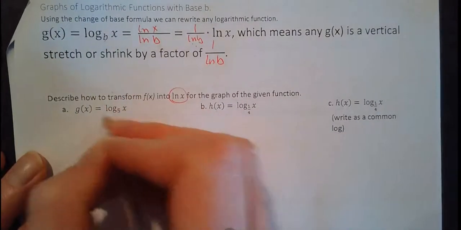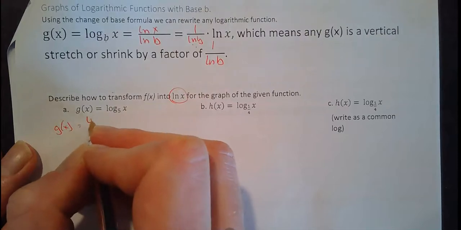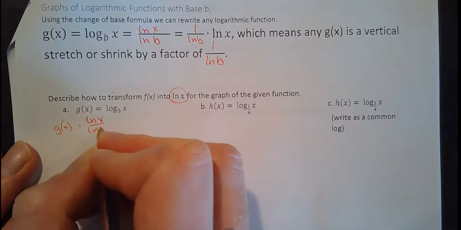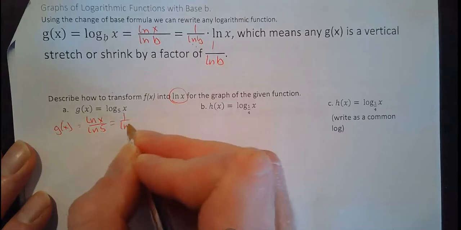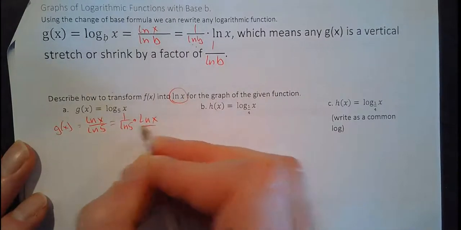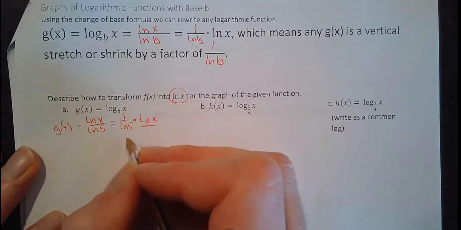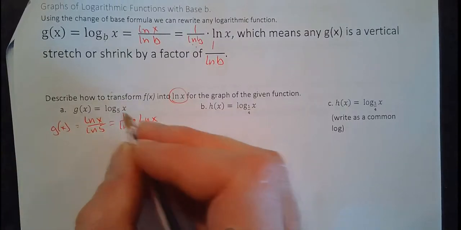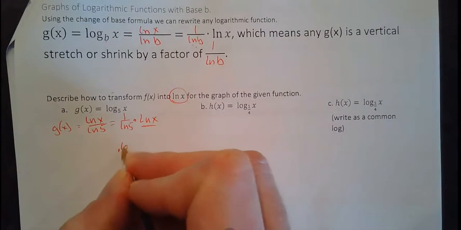So I'm going to rewrite this. g of x is the natural log of x over the natural log of 5. That's the change of base formula. That's the same thing as 1 over natural log of 5 times the natural log of x, which means I'm just taking the natural log of x and doing some sort of vertical stretch or shrink on it. I need to figure out what it is. Is 1 over natural log of 5 larger than 1 or less than 1? If you put it in the calculator, it's 0.62.